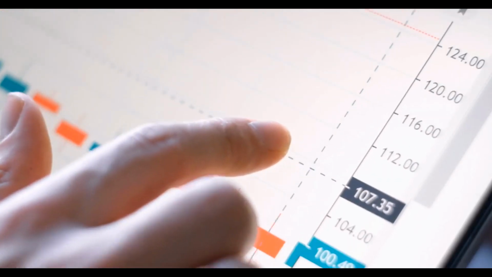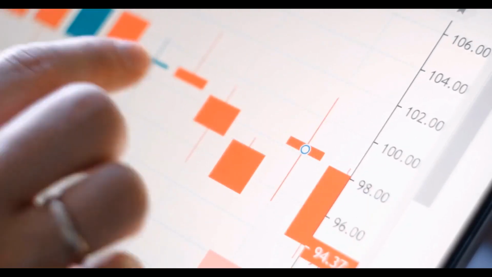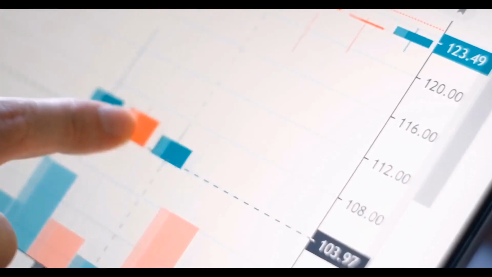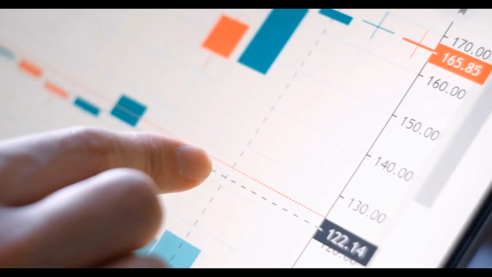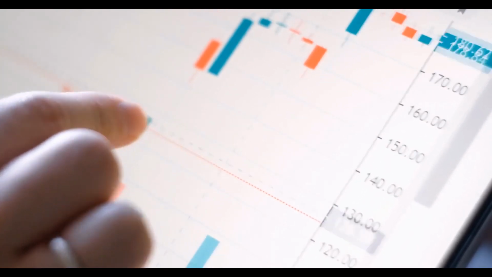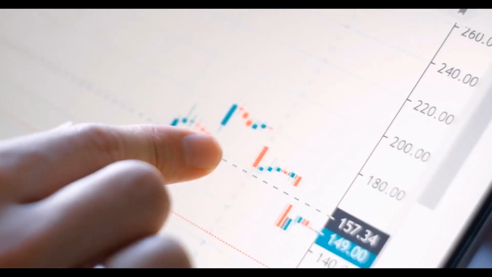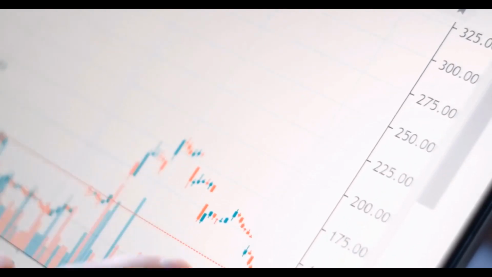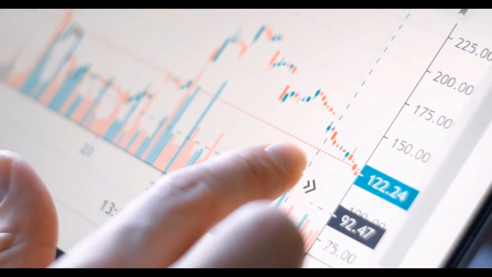EMA is a type of moving average that is similar to the simple moving average, except that more weight is given to the latest data. The exponential moving average is also known as the exponentially weighted moving average. This type of moving average reacts faster to recent price changes than a simple moving average.